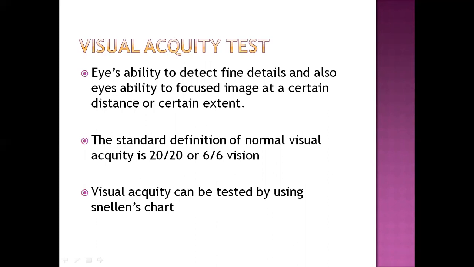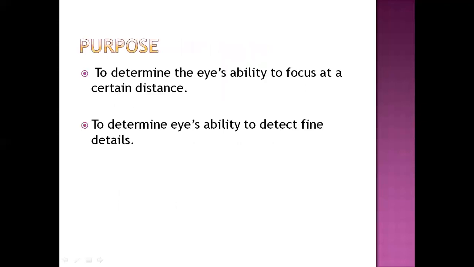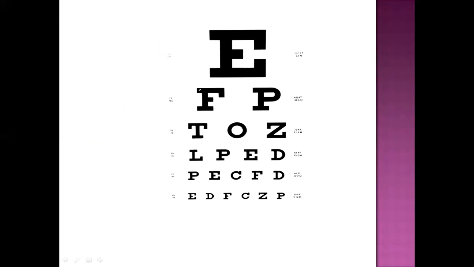Visual acuity test can be done by using Snellen's chart. Snellen's chart looks somehow like this. Letters spread apart and the patient is asked to identify the letter one by one. Purpose of this test is to determine eye's ability to focus at a certain distance and then to determine eye's ability to detect fine details about any object, like this letter. Fine detail about these letters.